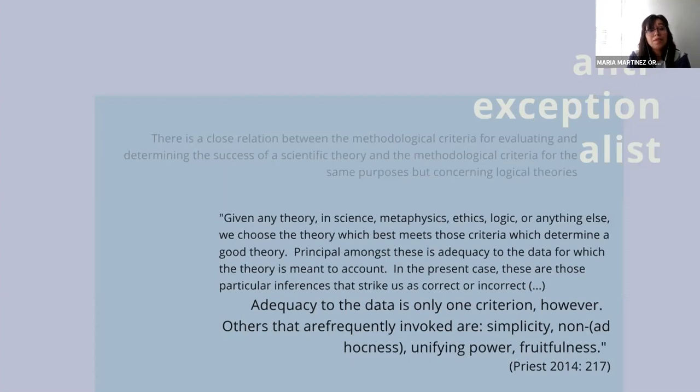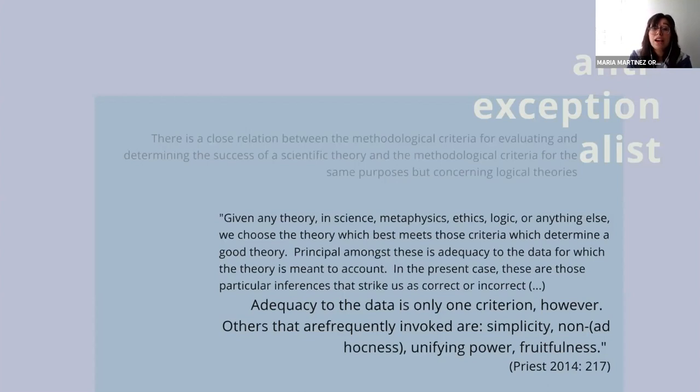So for an anti-exceptionalist, there is going to be a close relation between the methodological criteria for evaluating and determining the success of a scientific theory and the methodological criteria for the same purposes, but concerning logical theories. Given any theory in any science, metaphysics, ethics, logic, or anything else, we choose the theory which best meets those criteria which determine a good theory. Principal among these is adequacy to the data for which the theory is meant to account, among others. But those are particular inferences that strike us as correct or incorrect. So adequacy to the data is only one criterion. However, others that are frequently invoked are simplicity, non-adhocness, unifying power, fruitfulness, among others.